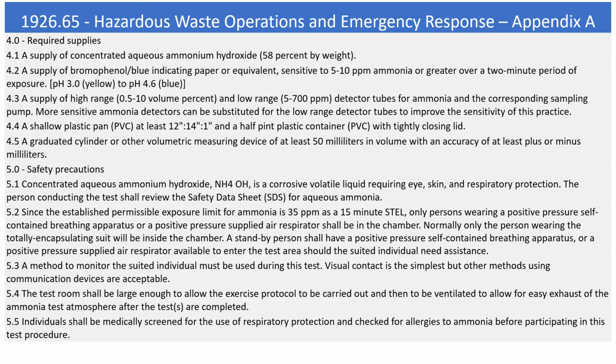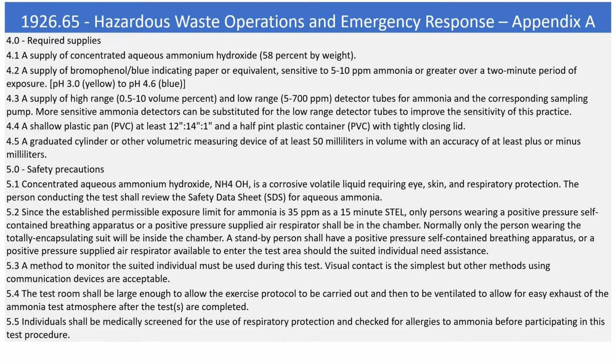4.0. Required supplies. 4.1. A supply of concentrated aqueous ammonium hydroxide, 58% by weight. 4.2. A supply of bromophenol blue indicating paper or equivalent, sensitive to 5 to 10 ppm ammonia or greater over a 2-minute period of exposure. pH 3.0, yellow, to pH 4.6, blue. 4.3. A supply of high range, 0.5 to 10 volume percent, and low range, 5 to 700 ppm, detector tubes for ammonia and the corresponding sampling pump. More sensitive ammonia detectors can be substituted for the low-range detector tubes to improve the sensitivity of this practice.